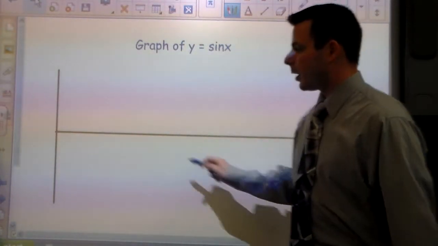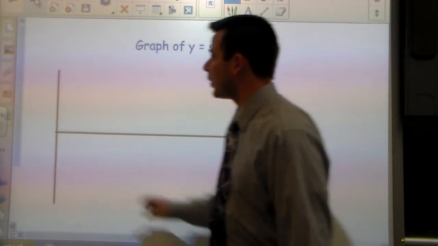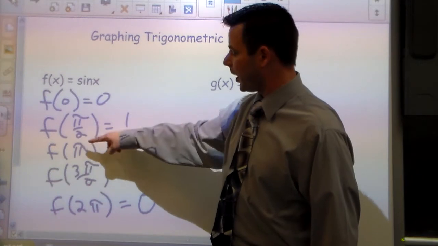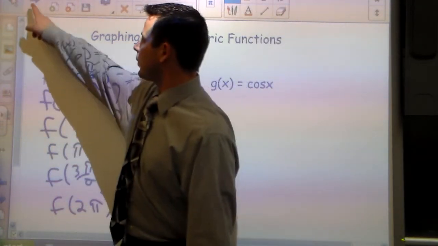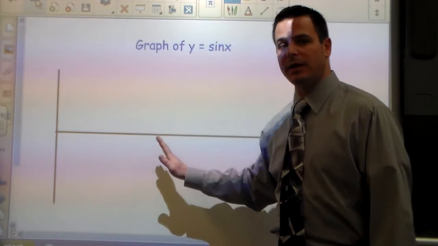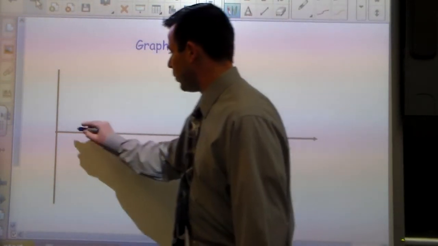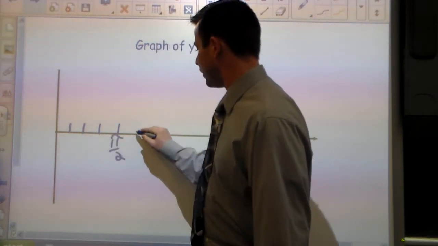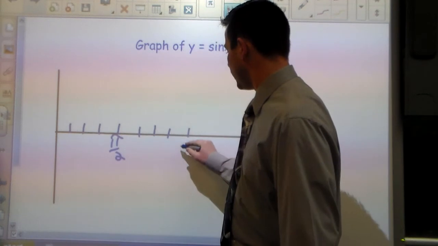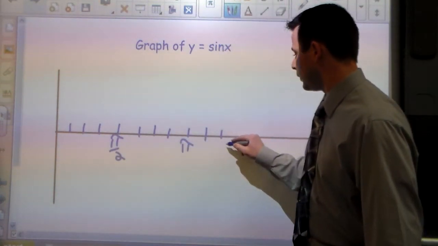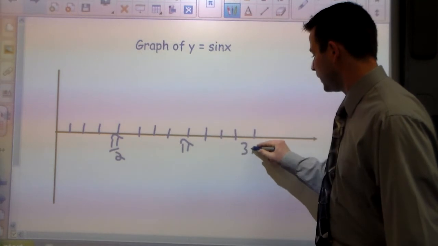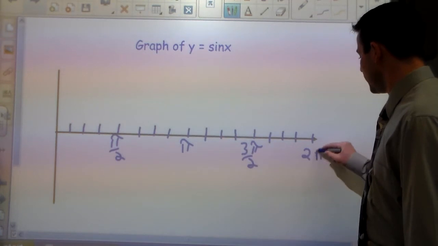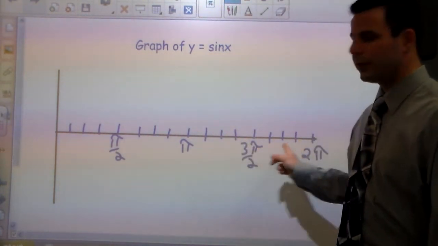So, we're going to set up our x-axis in radian measure. These are going to be all of our x values: 0, pi over 2, pi, 3 pi over 2, and 2 pi. When you're graphing trig functions, separate each 90 degrees by 4 boxes. So 1, 2, 3, 4, pi over 2. 1, 2, 3, 4, pi. 1, 2, 3, 4, 3 pi over 2. 1, 2, 3, 4, 2 pi. Okay, so those are all of our x values.